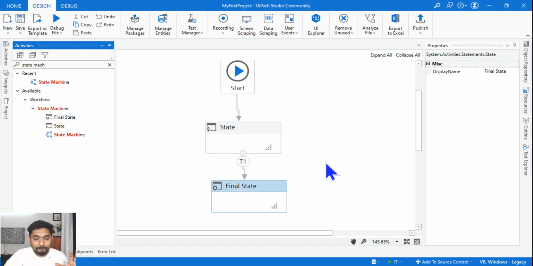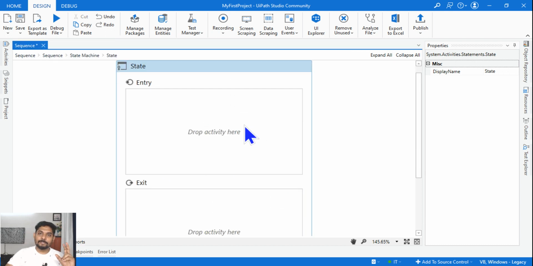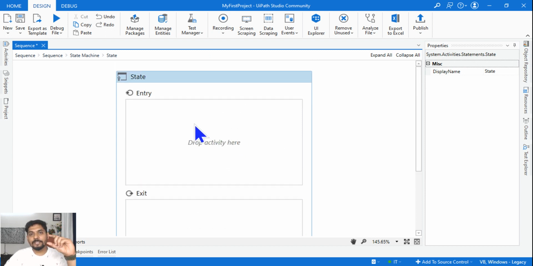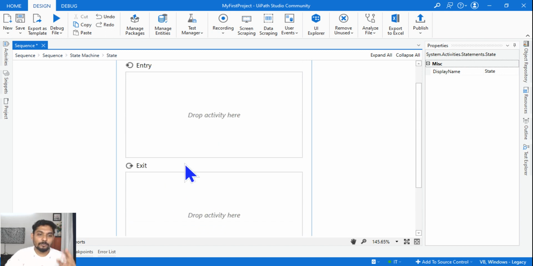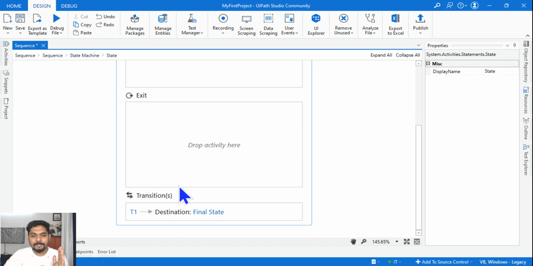So let's understand what points one should know. Let's open the state activity. There are only three activities: the state machine scope, state and final state. Now when you open the state activity, there are different sections. The very first section is the entry. That means the first set of activities will be executed here, and then it will go to the exit section and see if there are any activities to execute. Not mandatory, but if there are, it is going to execute them. And then the third one will be transition. So what is the flow? Entry, exit and transition. Transition is the place where you put a condition.